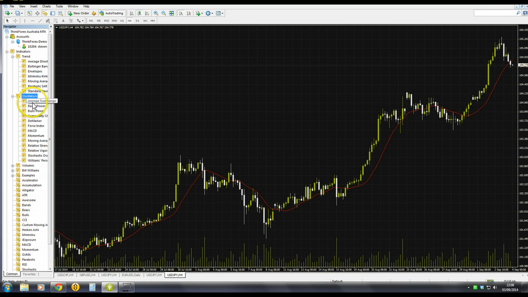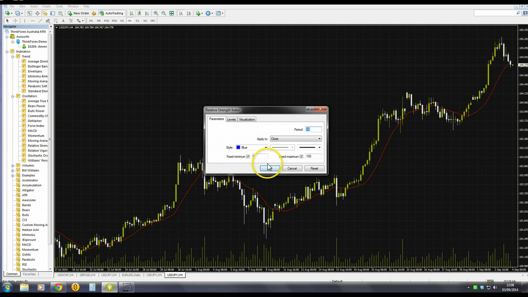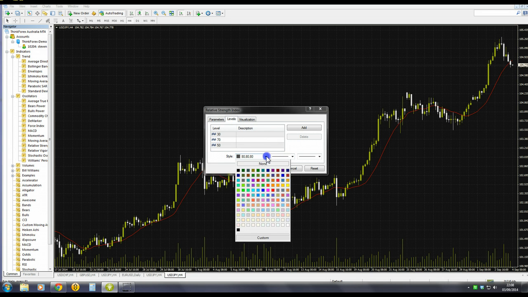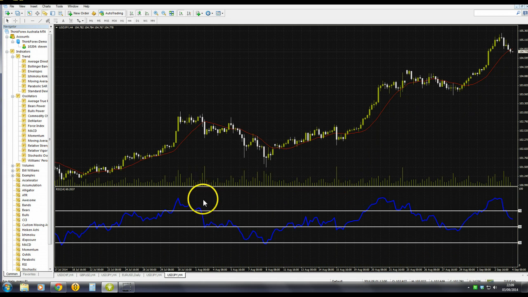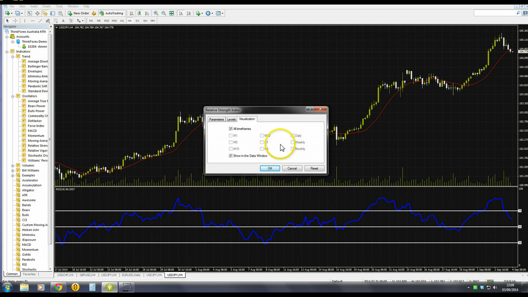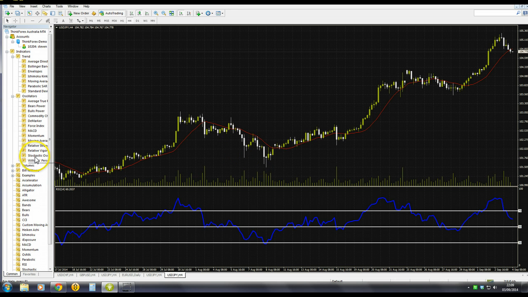Oscillators, popular one. This is where you'll find the RSI, Relative Strength Index. Usual parameters are okay. I just like to clarify these with big bold lines instead of broken lines. And of course you can have them selected on hourly time frames or all time frames. That's down to you. And most indicators have those kind of parameters.